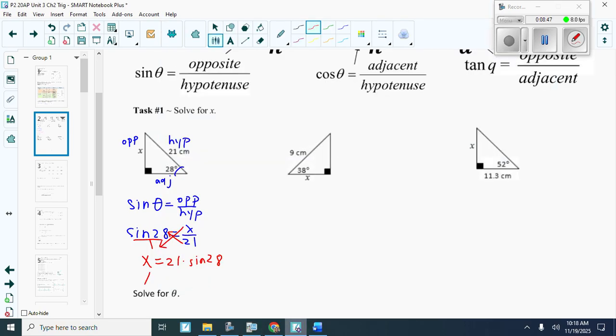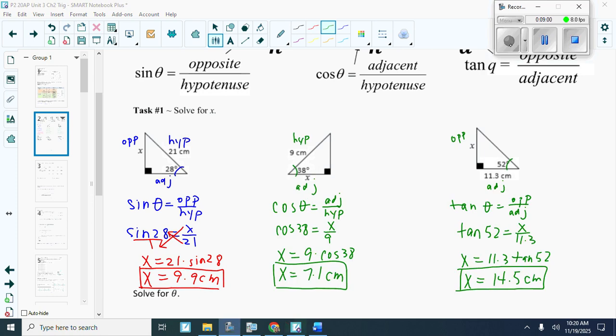So this was 9.9 centimeters. Go ahead and do the next 2. Alright, let's double check your work. Hopefully you discovered that the second one you needed cos. Maybe you should get 7.1 centimeters. And the third one was a tan example. You should get 14.5.